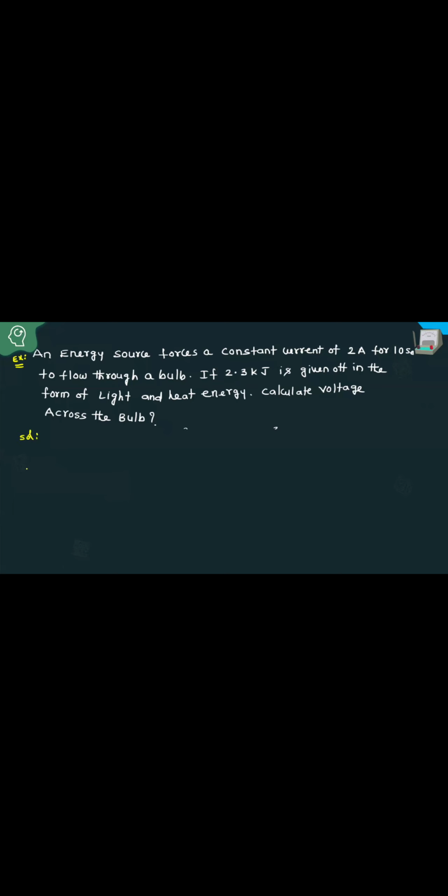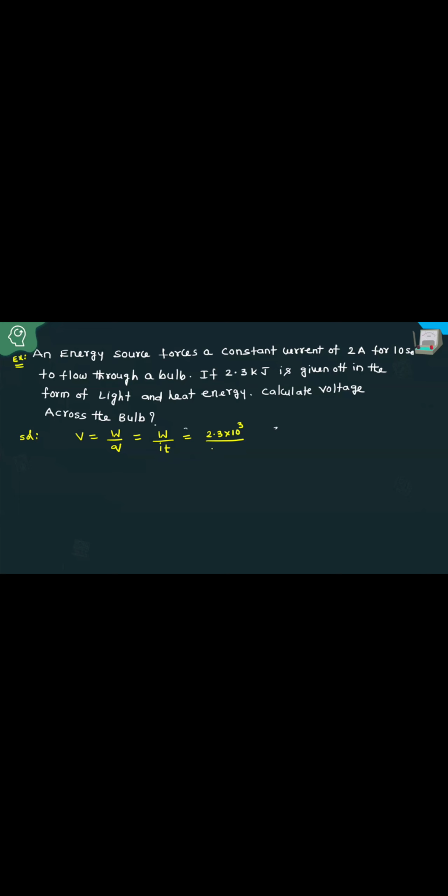Students, what is the answer? Calculate the voltage across the bulb. An energy source forces a constant current of 2 amperes for 10 seconds to flow through a bulb. If 2.3 kilojoules is given off in the form of light and heat energy, calculate the voltage across the bulb. What is the formula for V, friends? Work done per unit charge. V equals W by Q. W by Q equals W by IT. How much energy is delivered? 2.3 kilojoules, 2.3 into 10 cube.